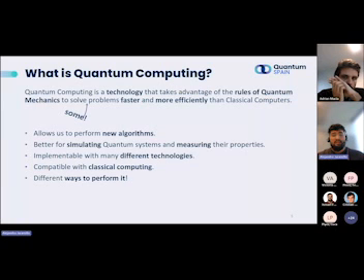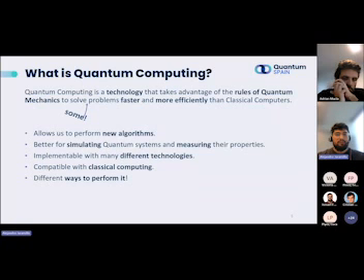this type of devices and technology allows us to perform new algorithms that are different and solve problems in a different way than a classical computer. Due to the fact that it's quantum in and of itself, it's actually quite better for simulating quantum systems and measuring their properties directly, instead of making really complex and hard-scaling simulations or computations.